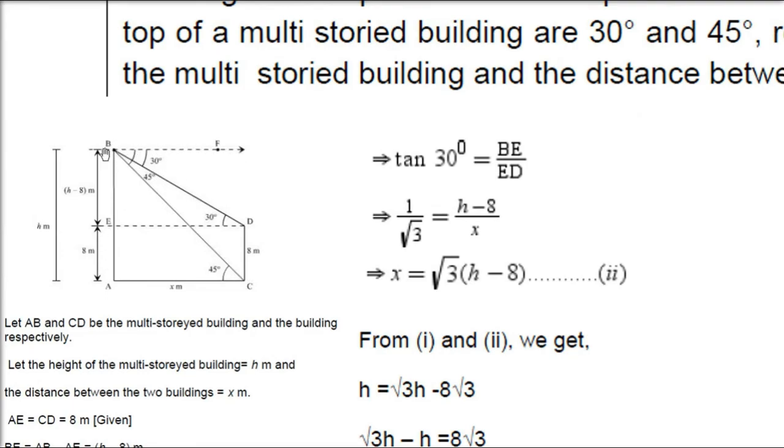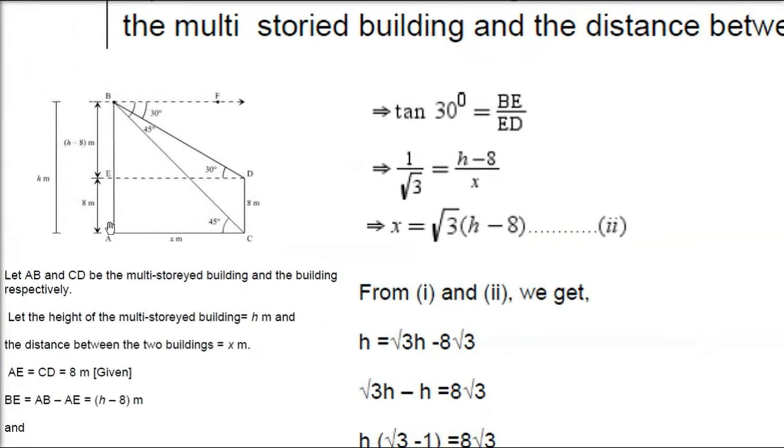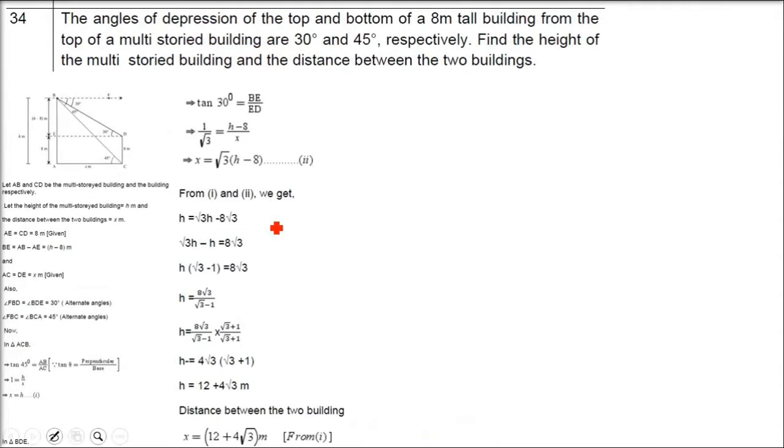Now if you see from here, the depression is 30 degrees and 45 degrees. So the upper one will always be the smaller angle and the lower one will always be bigger than that angle. So you have 30 degrees and 45 degrees. Now, what do we do? Find the height of the multi-storied building. So here, first is the distance, that is AC or ED, you have to find out, and the height of the multi-storied building.